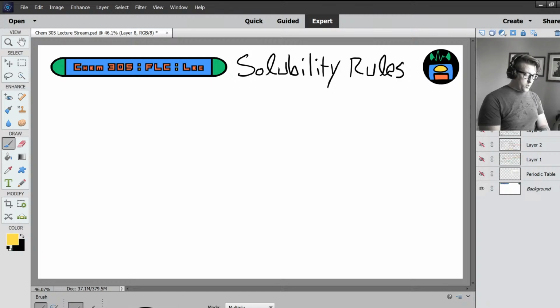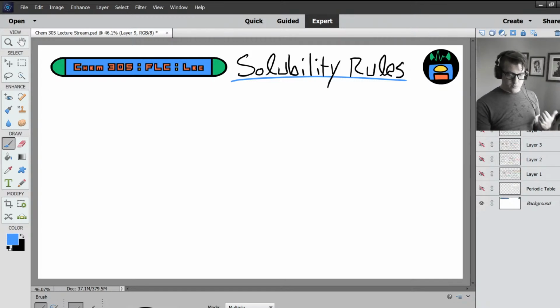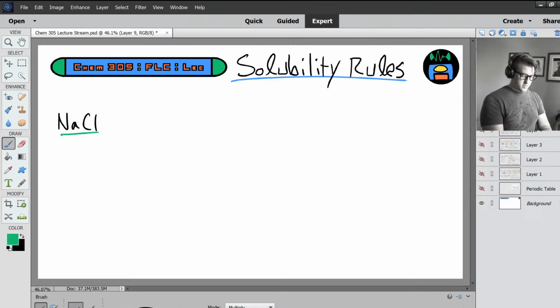All right, we've already seen that different compounds have different solubilities in water. The example that we've used the most is comparing sodium chloride to silver chloride, right? For sodium chloride, you can dissolve 0.36 grams of sodium chloride in 1 gram of water.